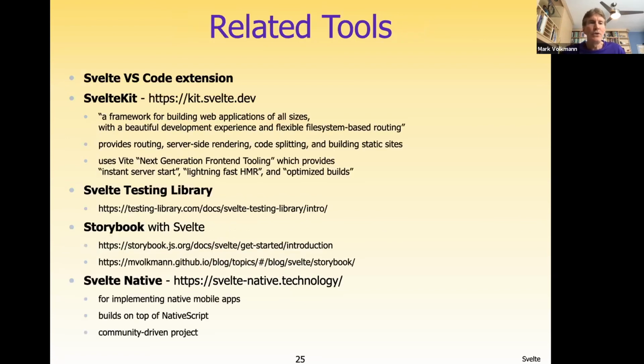There are a lot of tools related to Svelte. So there's a VS Code extension for Svelte. I mentioned Svelte Kit, which is still in beta, but probably won't be in a few more months. The Svelte testing library is something you can use in conjunction with Jest for writing unit tests for your Svelte components. Storybook is a tool that I like to use a lot. It's great for demoing the components that you've built or manually testing a component in isolation from the rest of your app. And then there's Svelte Native that you can use for implementing mobile apps in Svelte.